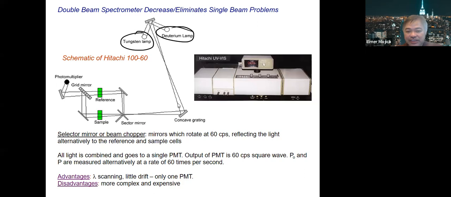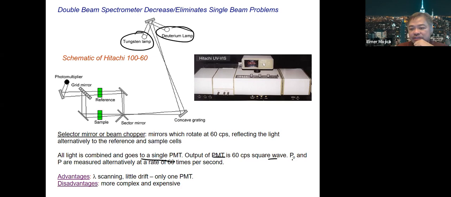What happens here is the light passes through the grating, then the mirror, and it looks at the reading in both the sample and the reference. But if you set, okay, that in the sample you have the blank, and in the reference you don't have anything, it automatically adjusts to the blank reading. So when you put your sample, it can read the difference because you already set the blank using the solvent. Okay? So, the selector mirror, or beam chopper, rotates at 60 counts per second, reflecting the light alternately to the reference and the sample cell. So all light is combined and goes to a single photomultiplier tube, and the output of the photomultiplier tube is a 60 counts per second square wave.